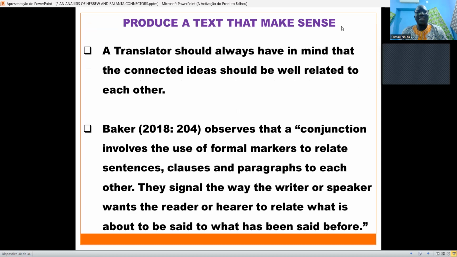Another thing is to produce a text that makes sense. A translator should always have in mind that the connected ideas should be well related to each other. Barker observes that conjunctions involve the use of formal markers to relate sentences, clauses, and paragraphs to each other. They signal the way the writer or speaker wants the reader or hearer to relate what is about to be said to what has been said before.